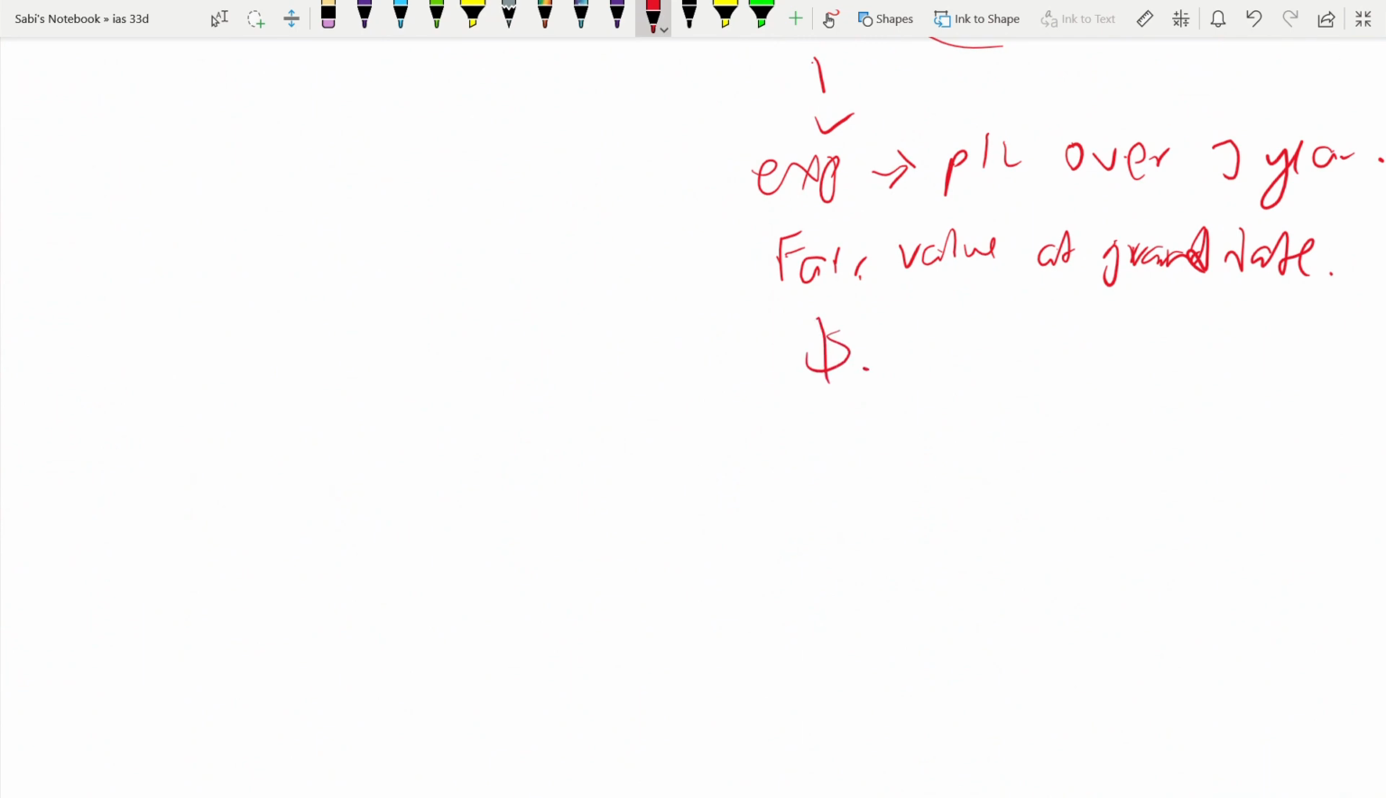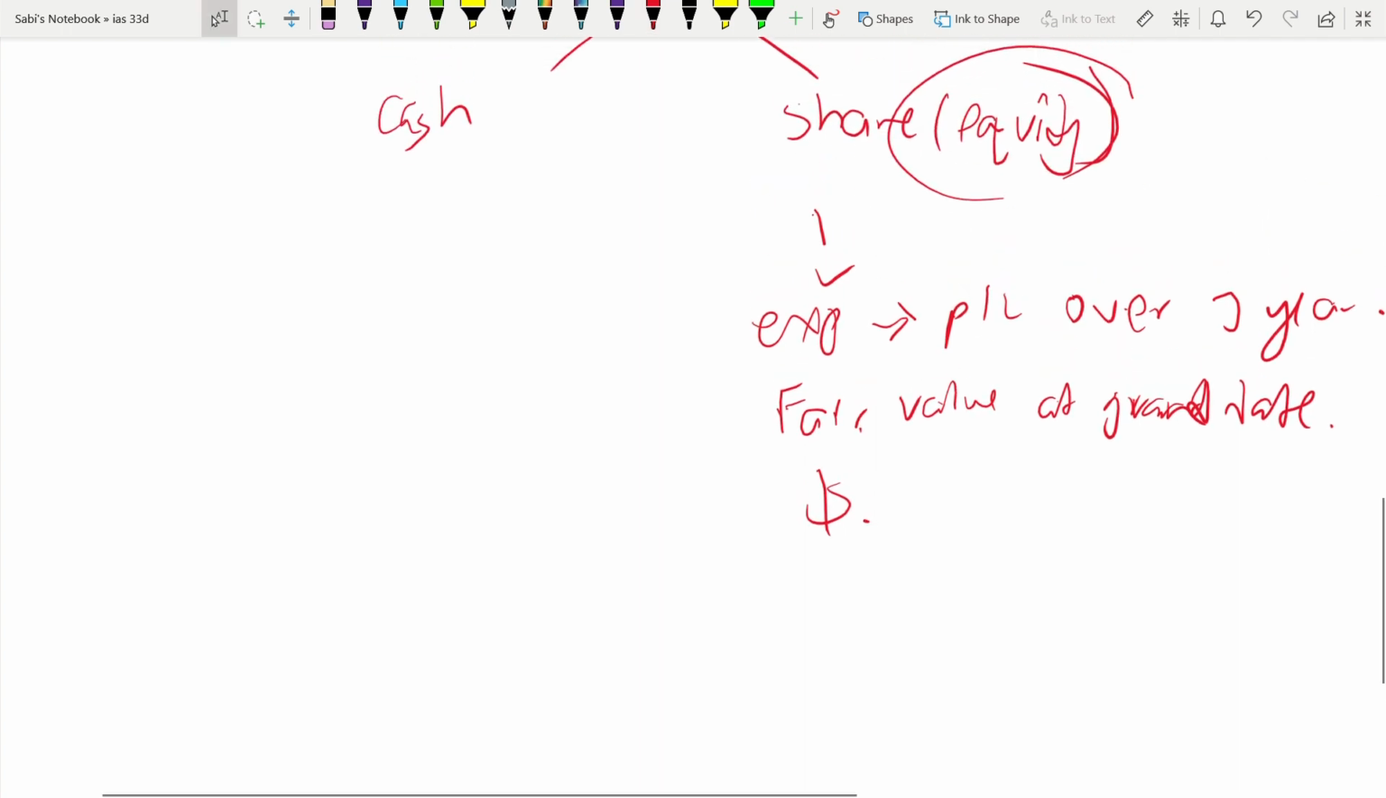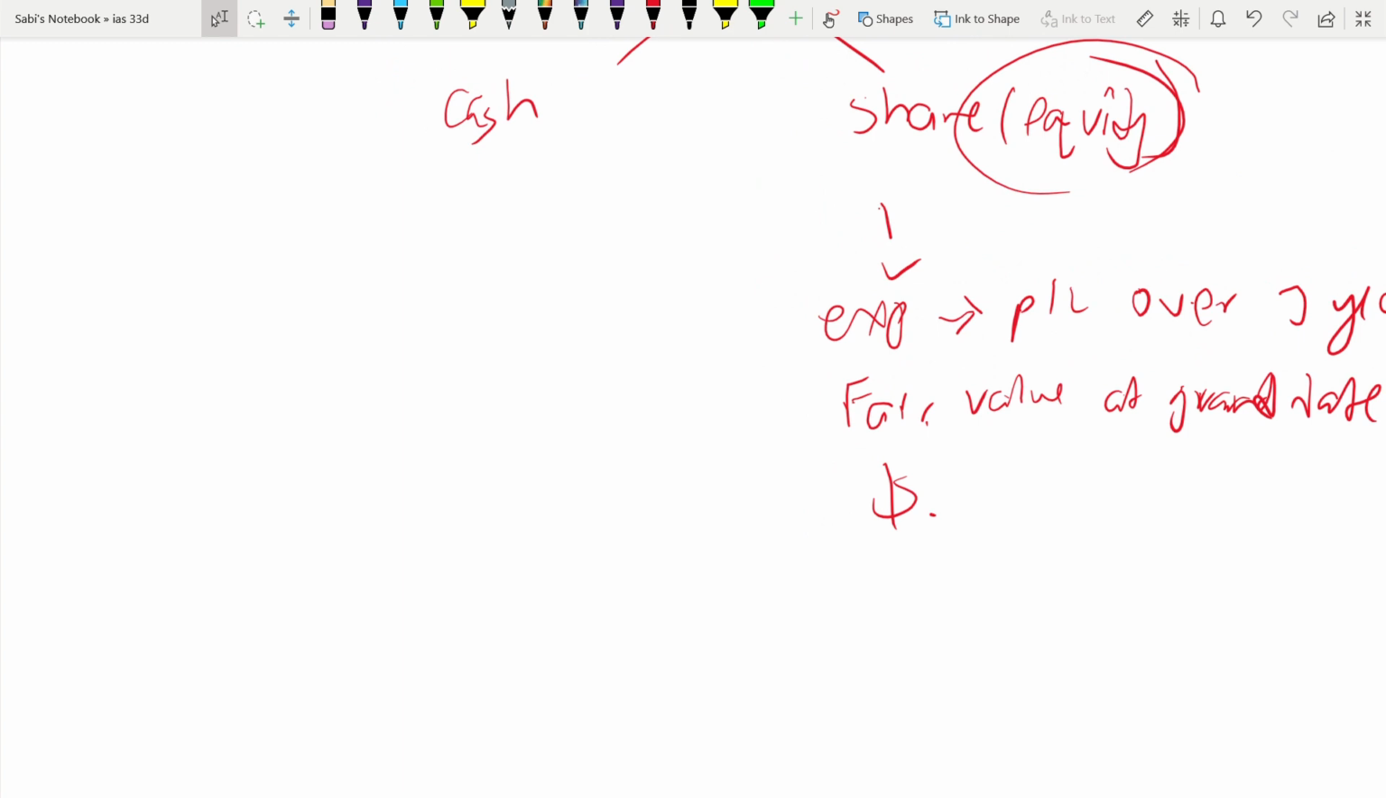You need to know which fair value. When it's cash, it is not the fair value at the grant date. That's why there's a difference. When it's equity, you have to take the grant date fair value. Now you need to calculate the other side. You debit P&L and you credit equity. Whereas if it's cash, you debit liability and you credit cash.